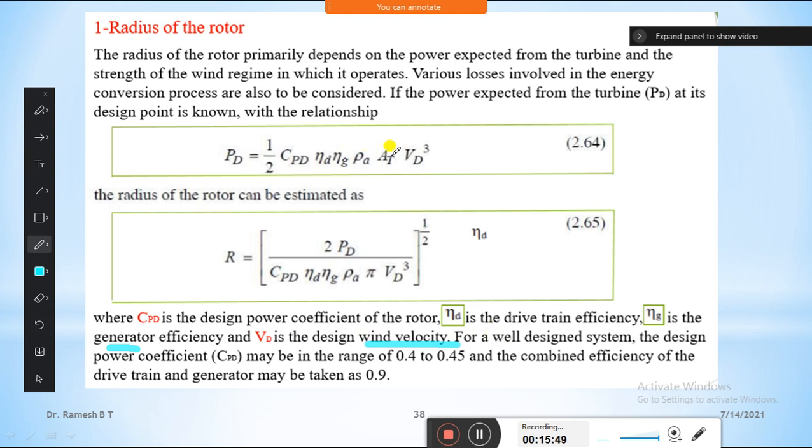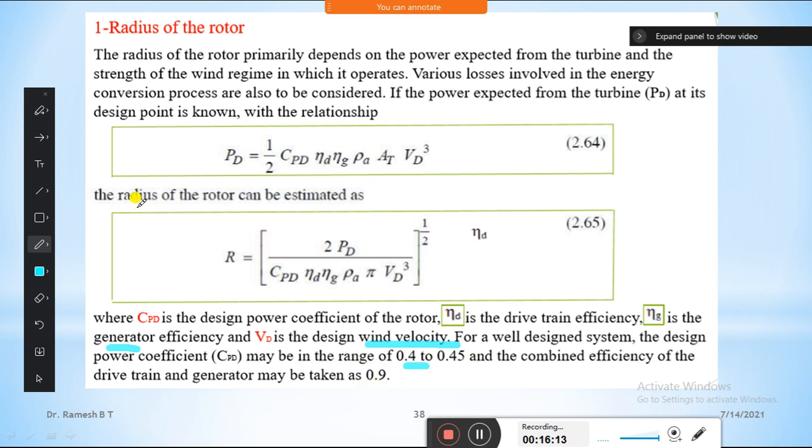And A_T means it's a swept area. And for all design systems, the design power coefficient C_PD may range from 0.4 to 0.45, and it combines the efficiency of the driven gear train and generator, which we may take as 0.9. It is nearly 0.9, meaning 90% efficiency we are going to consider.